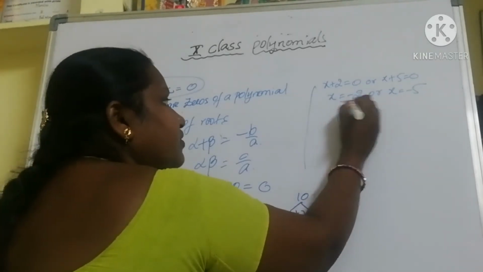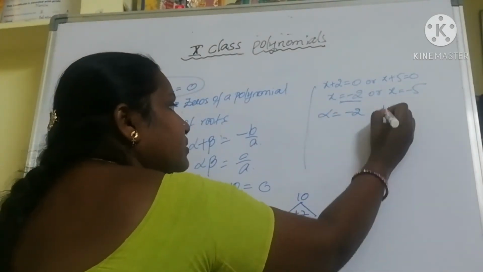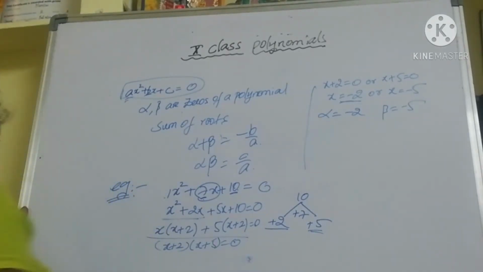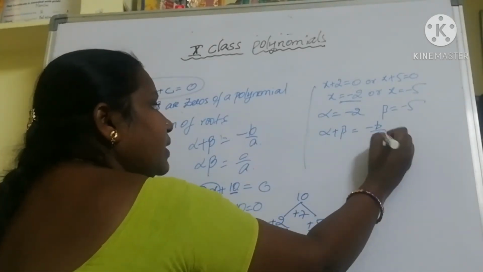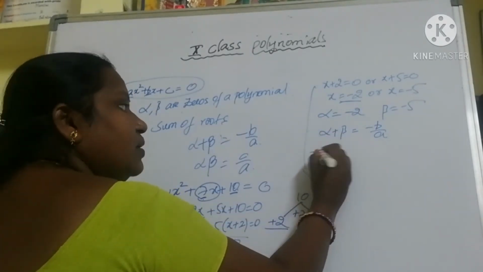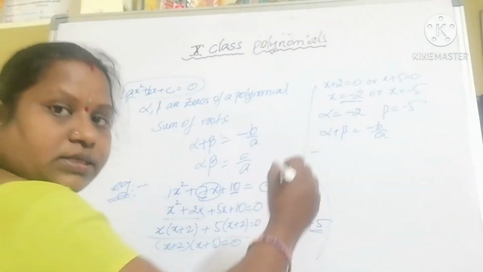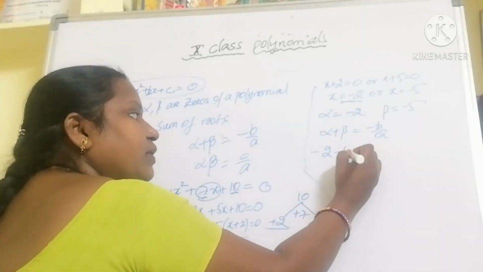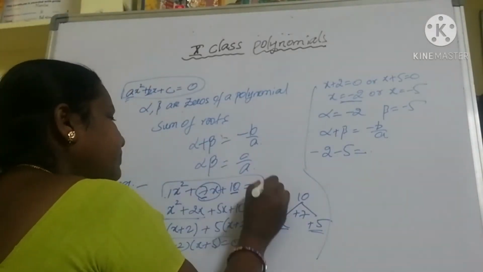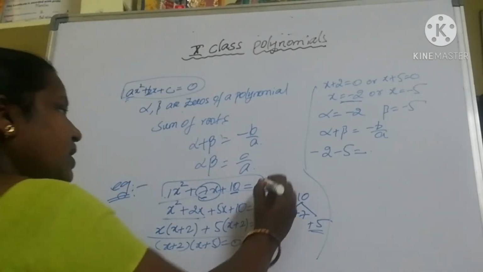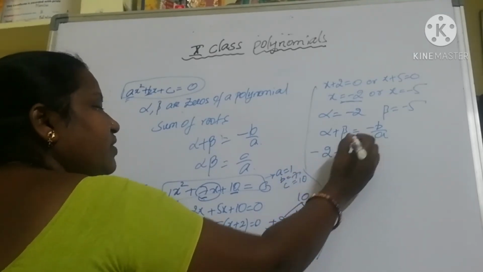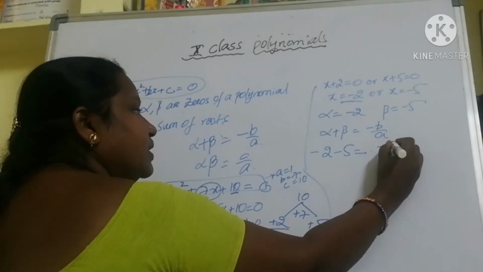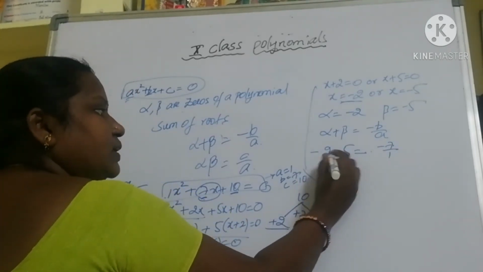The first one belongs to alpha and the second one belongs to beta. So in order to find the sum of the roots, I told you alpha plus beta is equal to minus b by a. What we got for alpha and beta we have to substitute here. Alpha plus beta is minus 2 minus 5. From the equation, a is equal to 1, b is equal to 7, c is equal to 10. We want minus b by a, which is minus 7 by 1. Minus 2 minus 5 is minus 7.